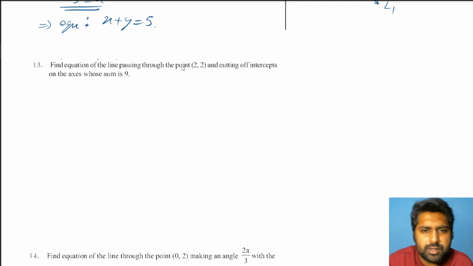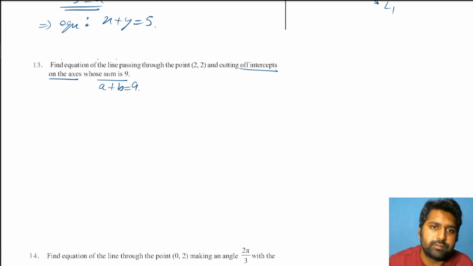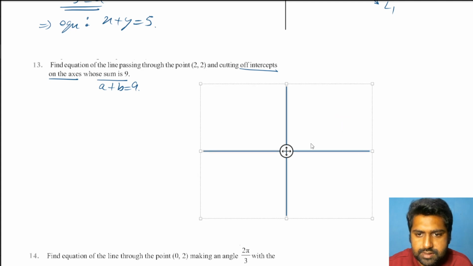Find the equation of the line passing through (2, 2) and cutting intercepts, again plural, on the axes whose sum is 9. That means this time he is talking about their addition. That means a plus b is 9 this time. All right, let me solve this.